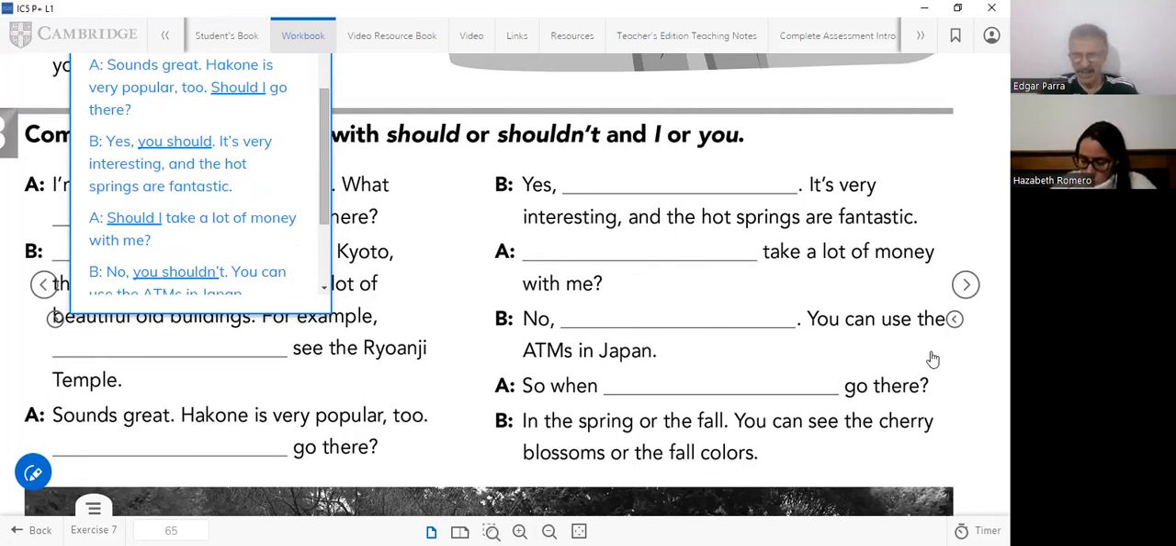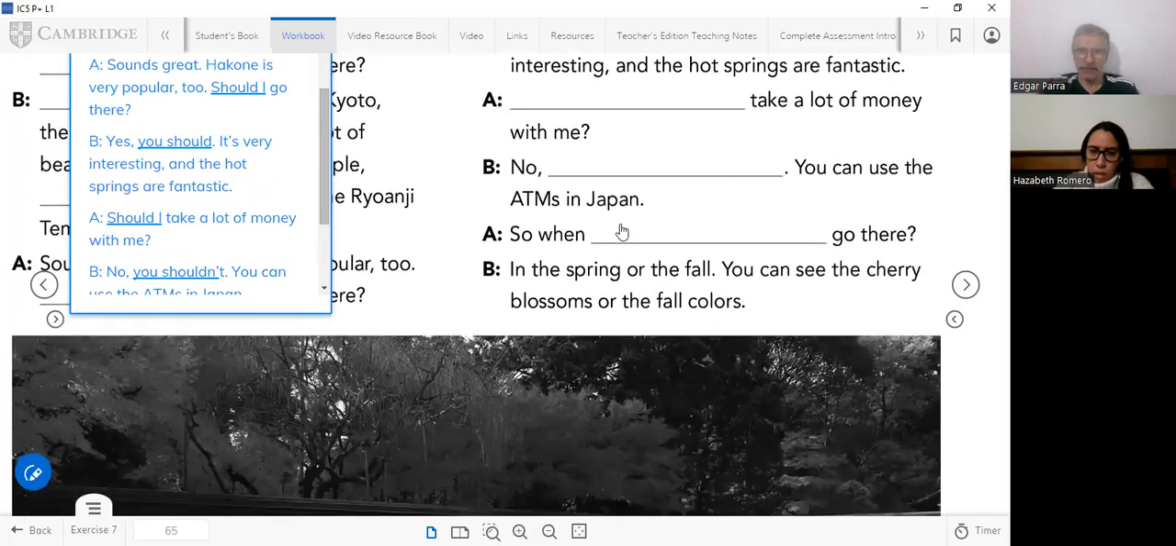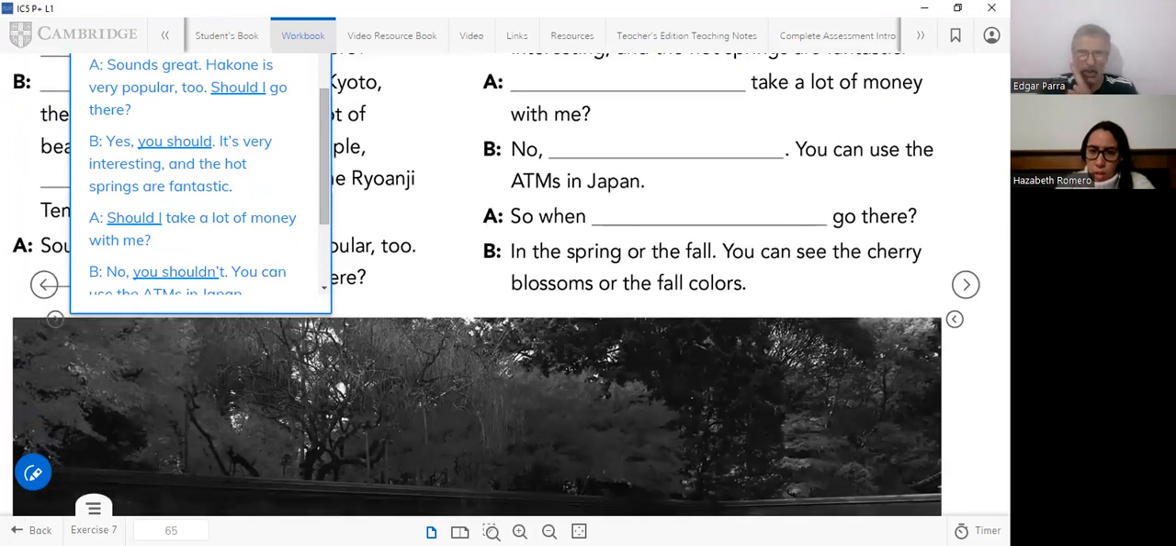You can what? You can use the ATMs in Japan. Okay, good. You can use the ATM in Japan. Now, the rest. What is the last one? What do you say? Should or shouldn't? I or you?